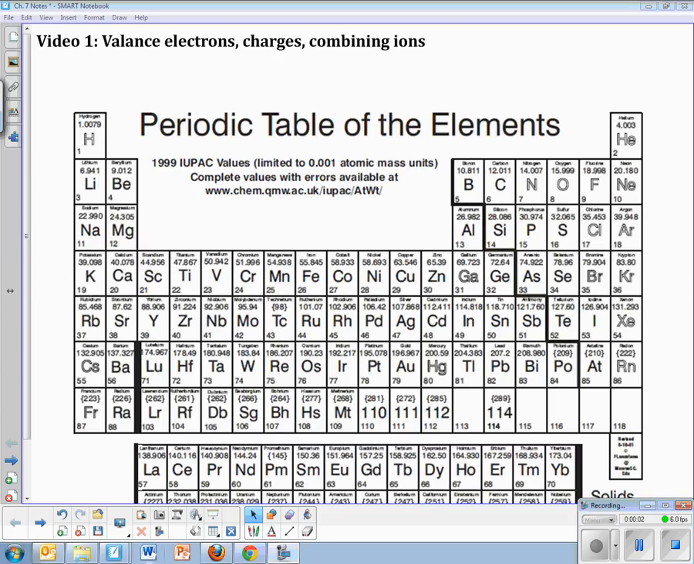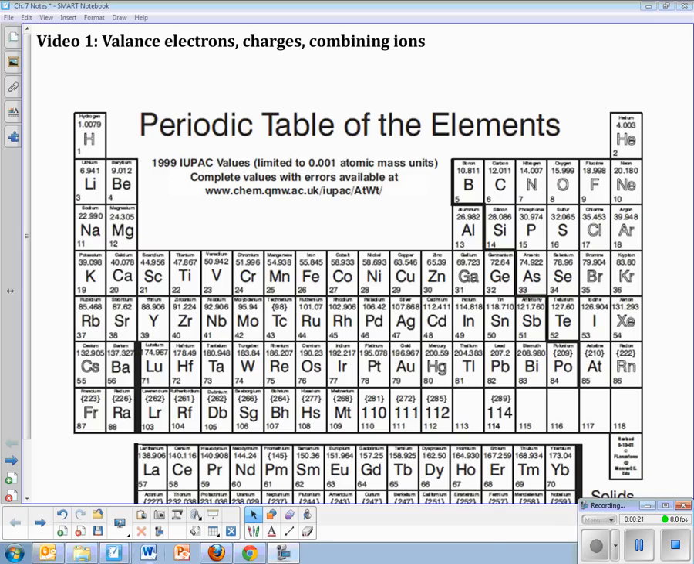This video is on combining ions to write the formula for a compound. Before we can talk about that, though, we have to quickly review valence electrons and charges or oxidation states for groups on the periodic table. Make sure you're taking good notes as you do this, and make sure you have your periodic table out.